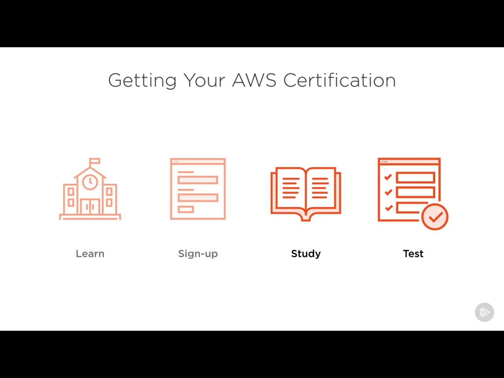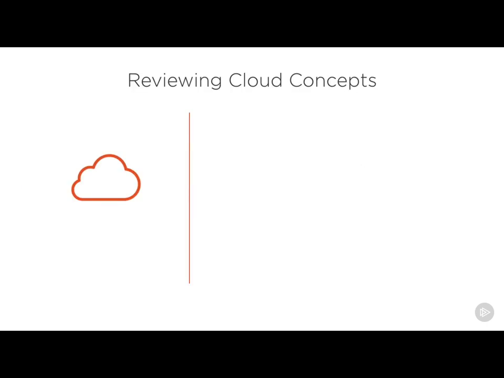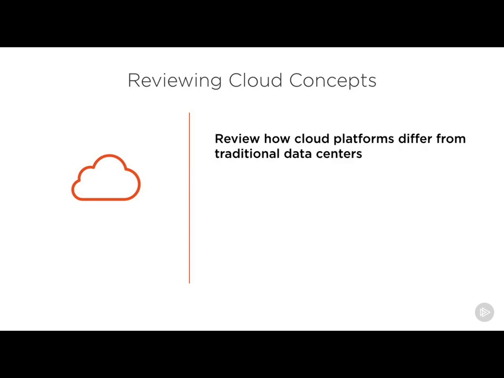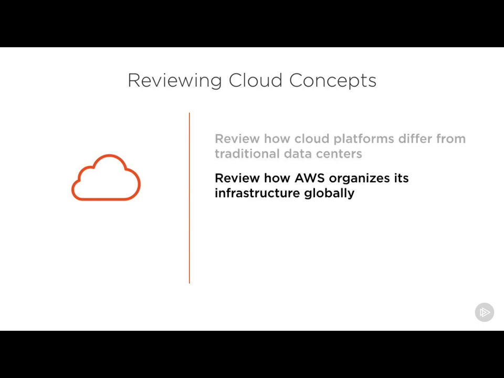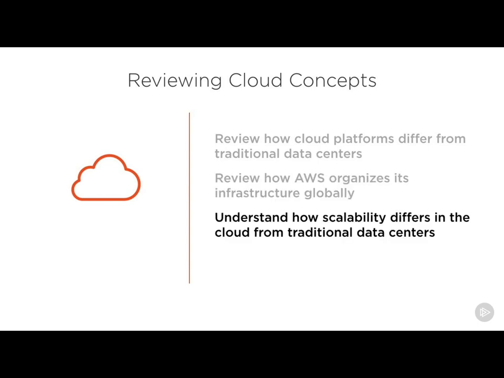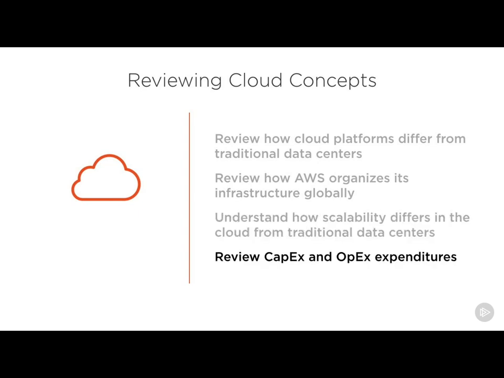So first, let's talk about studying for the exam. So let's review each of the different areas that you need to know for the exam. First of all, let's look at cloud concepts. So you need to know within this area the differences between traditional data centers and cloud platforms and understand why those differences are important. We also need to look at how AWS organizes its infrastructure globally and look at how scalability differs between the cloud and traditional data centers. Also know things like the difference between CapEx and OpEx expenditures.